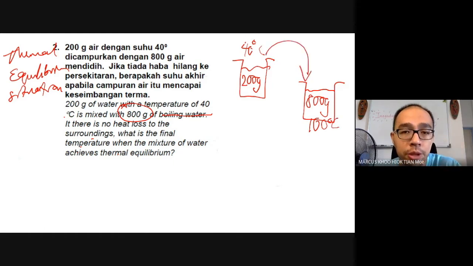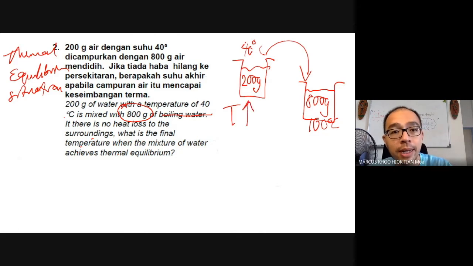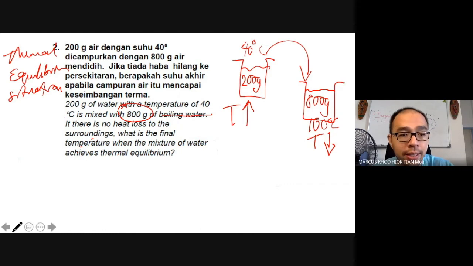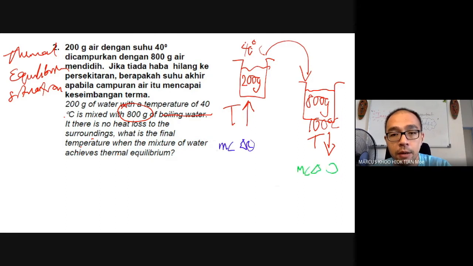So think about it. When you put it inside there, what is going to happen to the temperature of the 200 grams? The temperature is going to increase. Whereas the 800 grams of water, the temperature is going to decrease. Because this is a thermal equilibrium situation, I'm going to use different colors. The blue color represents the 200 grams. This will be MC delta theta blue. And this will be green. MC delta theta for green.